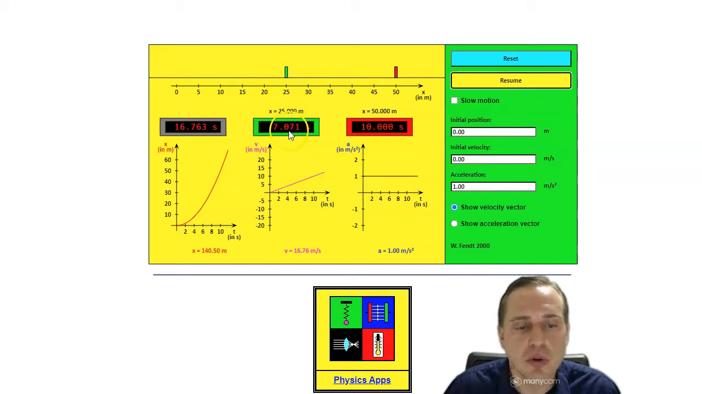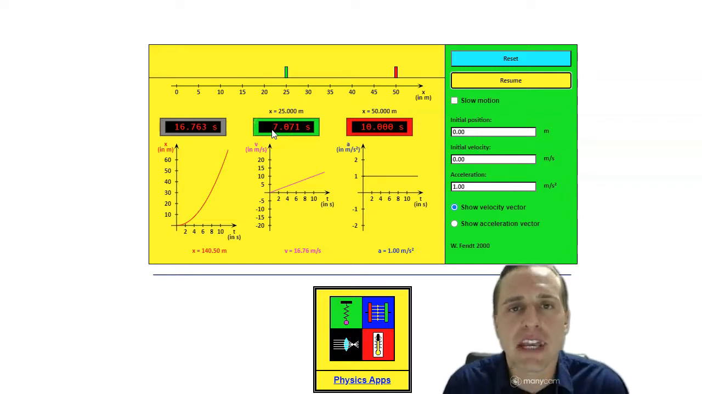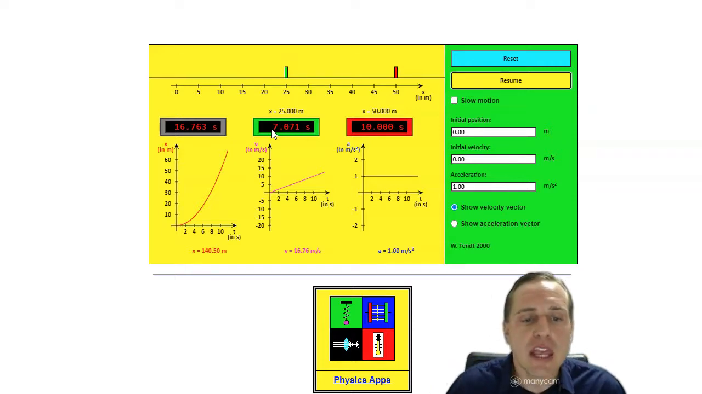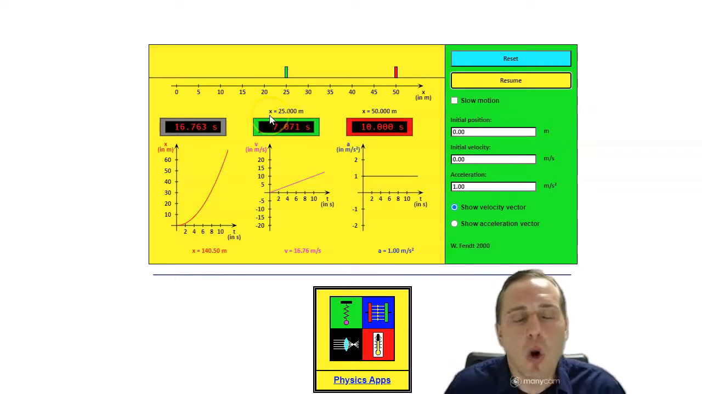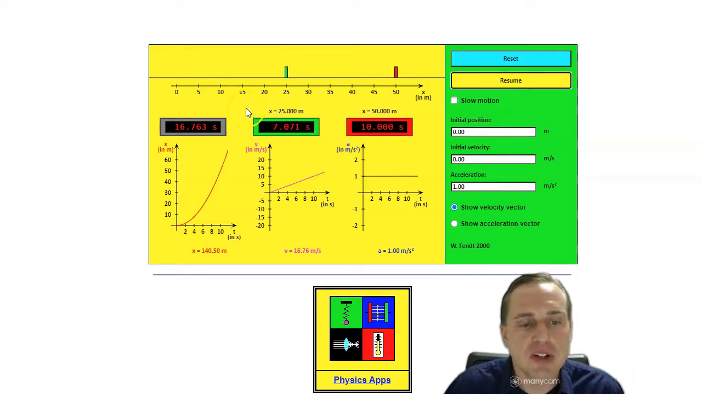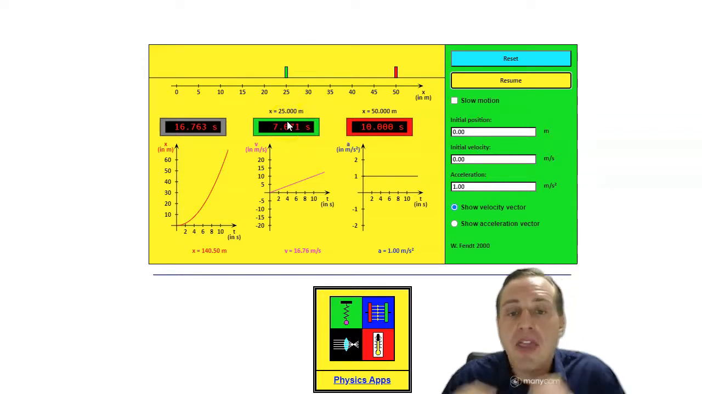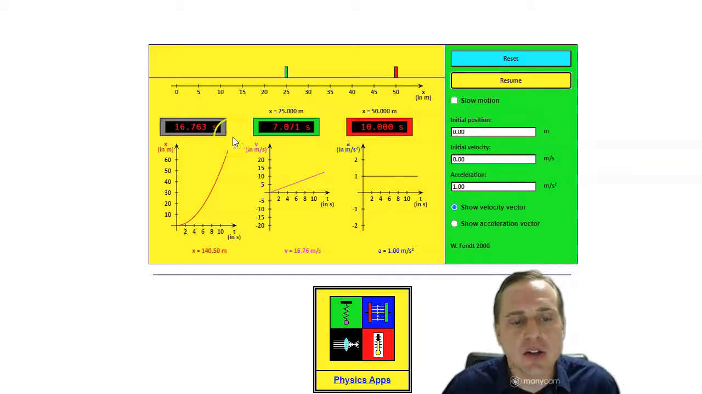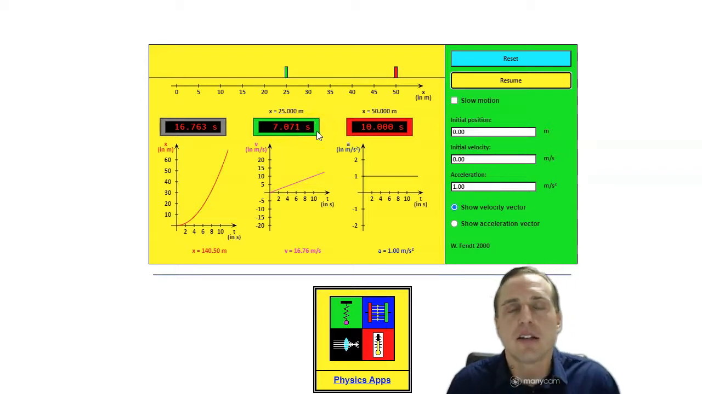Now, by the way, you may ask, how did you know how long it took to get to the green photo gate? Well, it turns out that requires a kinematic equation. The kinematic equation for 0 initial velocity would actually be 1/2 a t squared. Since 1/2 a t squared equals the position change, if the position change is 25, and a is 1, 1/2 of 1 is 0.5, t squared, notice that it's 7.071 seconds.